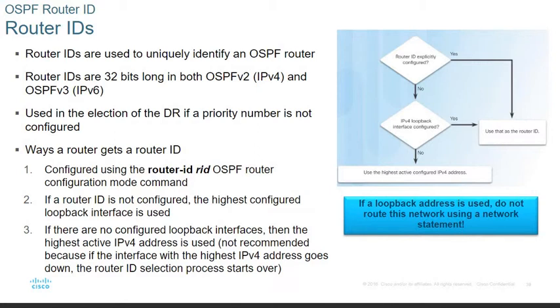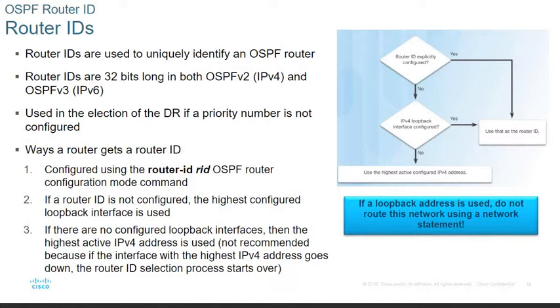OSPF Router ID. Router IDs are used to uniquely identify an OSPF router. Router IDs are 32 bits long in both OSPFv2 (IPv4) and OSPFv3 (IPv6). The router ID is used in the election of the DR. If a priority number is not configured, a router gets a router ID as follows. 1.